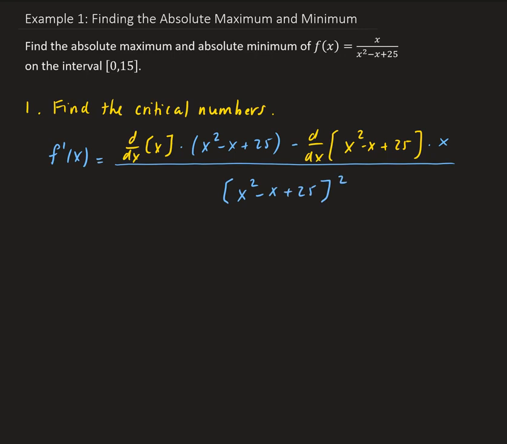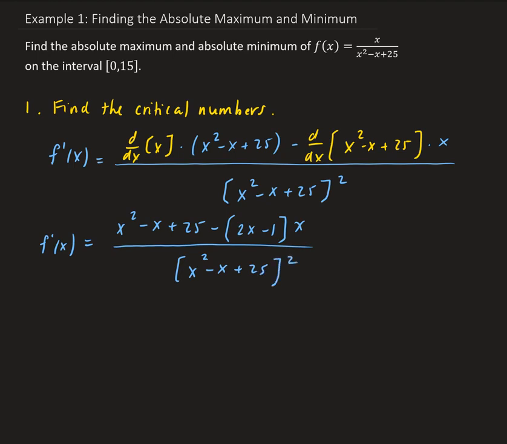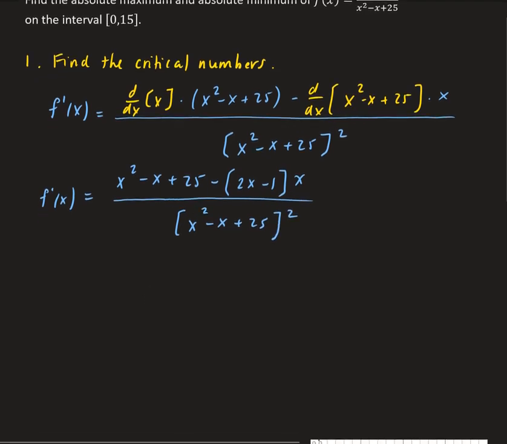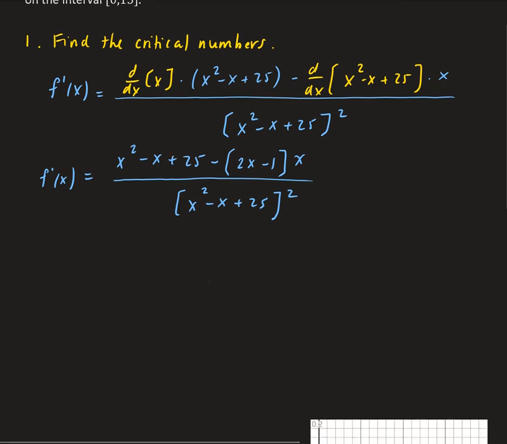So we're going to have x squared minus x plus 25 squared. Okay. So this is going to give us the derivative of x, which is just 1, so that's 1 times x squared minus x plus 25, minus the derivative of x squared minus x plus 25, which is 2x minus 1, times x. And all this is divided by x squared minus x plus 25 squared. All right, so let's go ahead and simplify this and then solve for critical numbers.